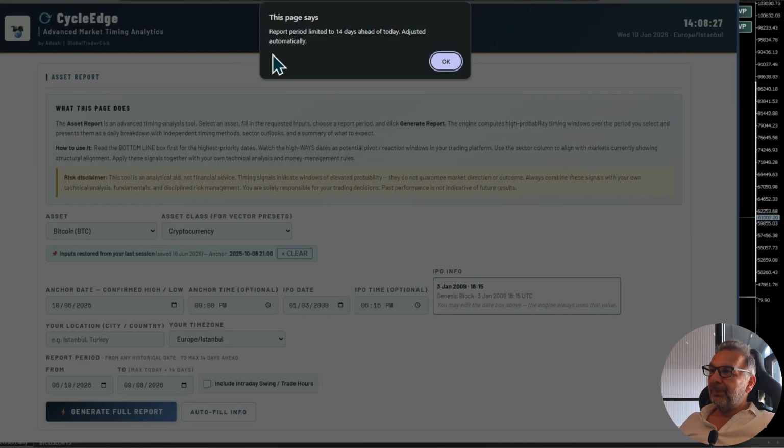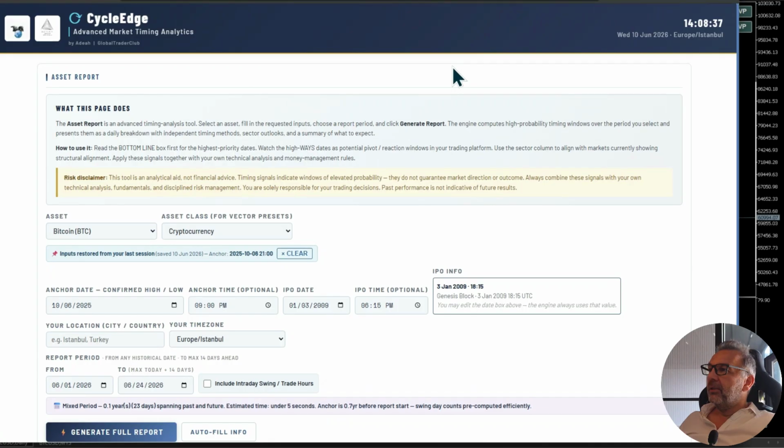is this page that says the report period is limited to 14 days ahead of today, adjusted automatically. Okay, great. So that means I can only take 14-day forward reporting. There's a good reason for that, because there are a bunch of calculations behind that platform, and once you have a big time period, you have to sit and wait for ages for the reports to come through.